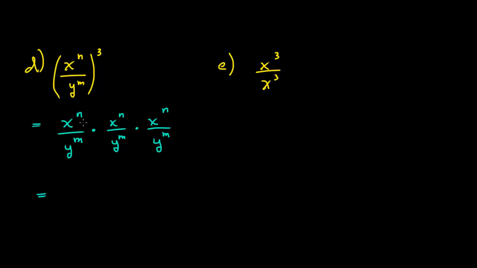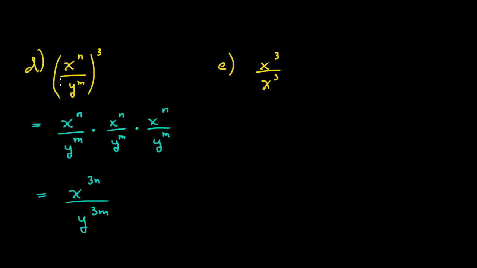When we multiply fractions, we multiply all the numerators, and then we multiply the denominators. So x to the power of n times x to the power of n times x to the power of n is just equal to x to the power of n plus n plus n, which is x to the power of 3n. In the denominator, I have y to the power of m times y to the power of m times y to the power of m, which is y to the power of 3m.